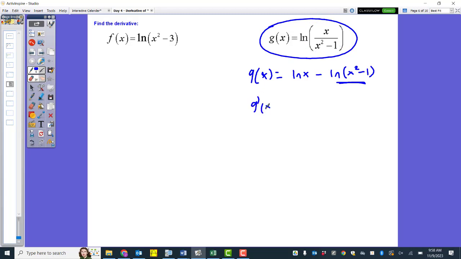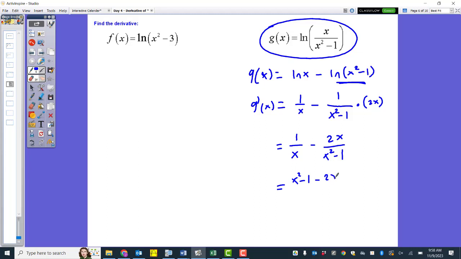So our derivative, g prime of x, 1 over x minus, and then 1 over x squared minus 1, times the derivative of the inside, which is 2x. Now, one thing about these problems, you do need to get common denominator if you're taking the derivative. So we get common denominator. We get x squared minus 1 minus 2x squared over x times x squared minus 1. We get negative x squared minus 1 over x times x squared minus 1. All right, so all of our normal derivative rules still apply there.